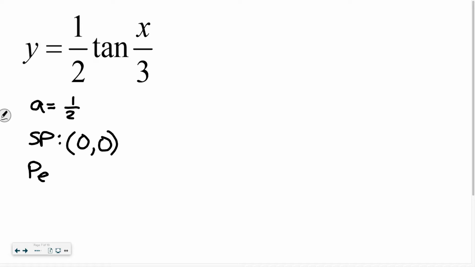And then for period, remember, be careful. Instead of 2 pi over b, it's just going to be pi over b. What is b? 1/3. If you have x over 3, that's like 1/3 times x. So that's really pi times 3, which is 3 pi. So this tangent is getting stretched horizontally. It takes 3 times as long for it to complete a period.